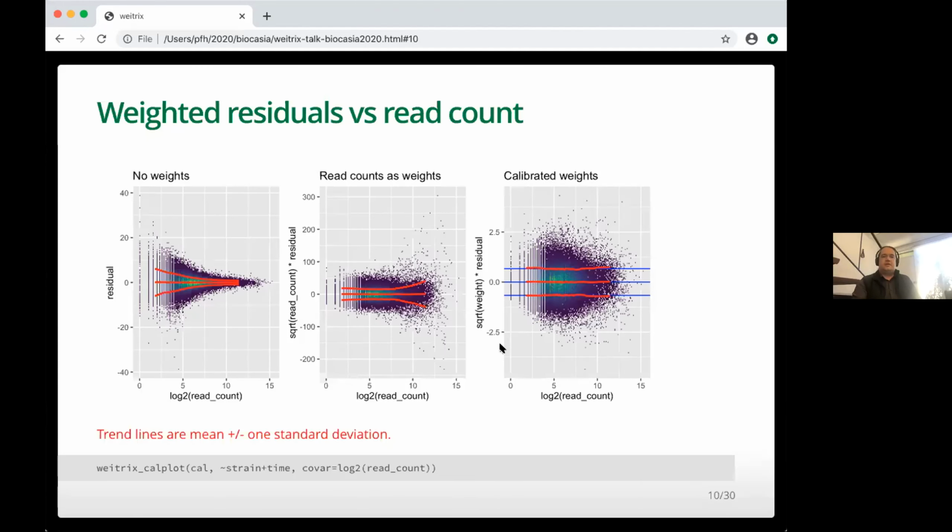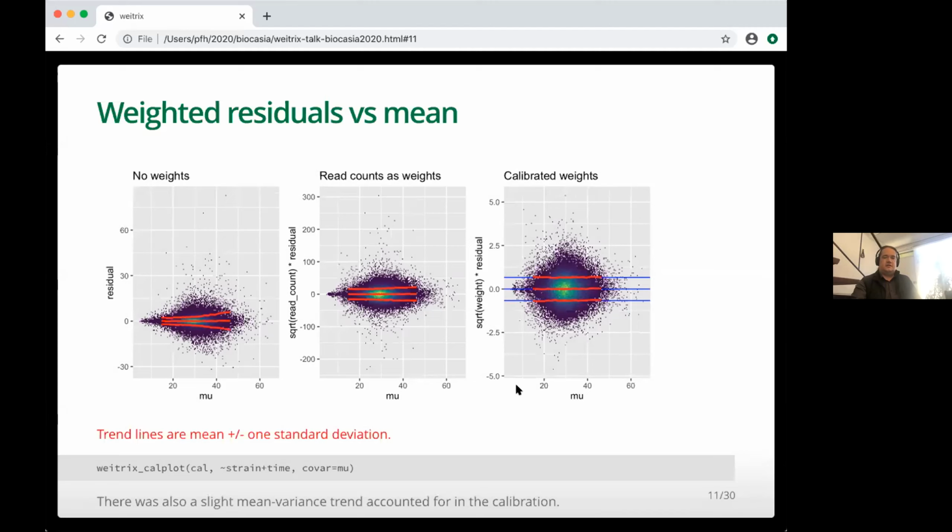So now these are the calibrated weights from that function, and you can see now these weighted residuals, the standard deviation is uniform relative to the read count. So that's what we want for good fits and also for statistical testing. We can plot against other things, and so this is against mean tail length, and again we have a nice uniform standard deviation.